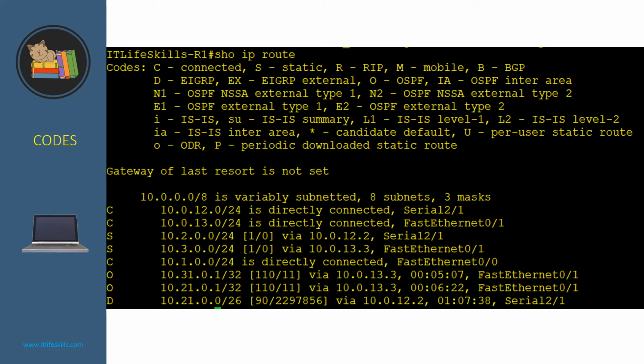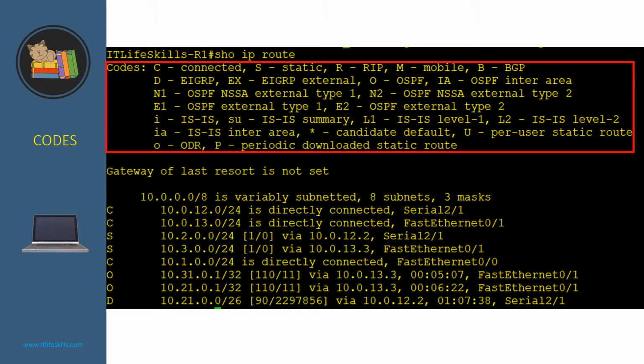First, let's pay attention to the codes. The codes show us how a route was learned and populated into the routing table. As you can see, each route entry is attached with a code. For example, C means connected routes, or the router has interfaces directly connected to the subnets. S means static routes, or the routes that are manually configured by a network engineer like us.